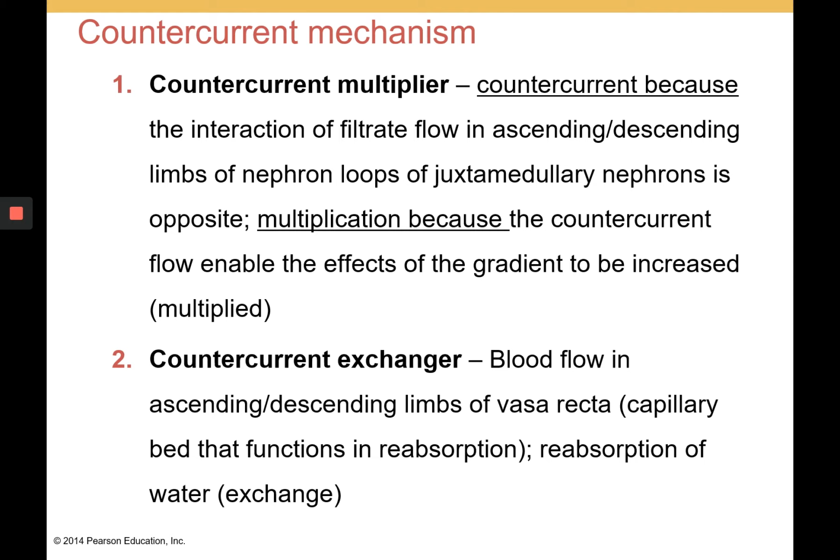The vasa recta is associated with juxtamedullary nephrons, and juxtamedullary nephrons are going to be the ones carrying out the countercurrent mechanism mostly. And again, we're going to absorb water into the vasa recta of juxtamedullary nephrons, so that water is quickly flowing into the vasa recta as a part of the countercurrent exchanger.